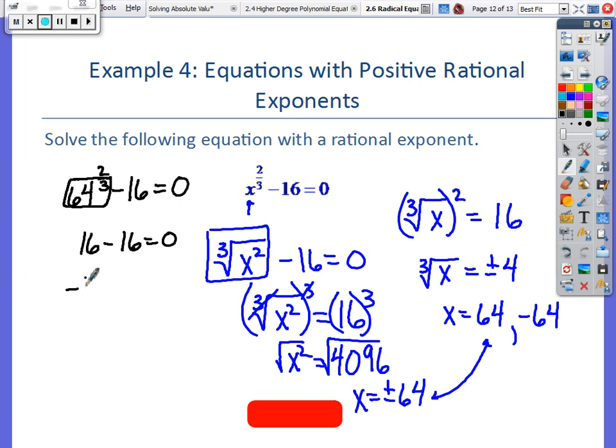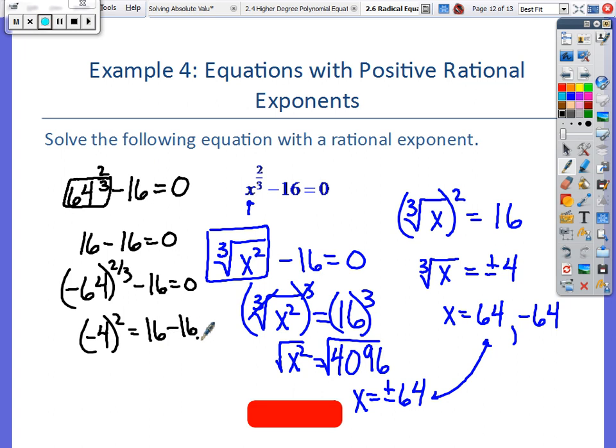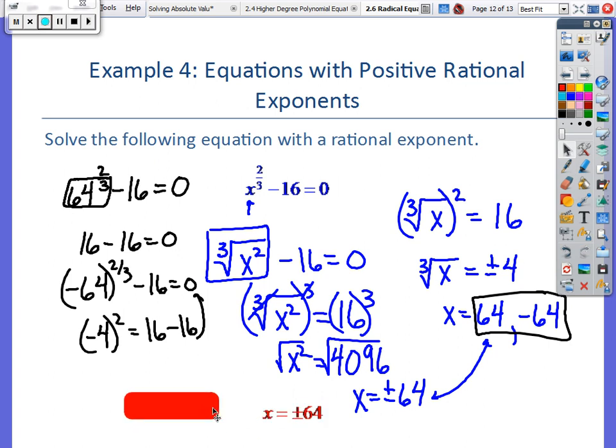If we do negative 64 to the 2/3, okay, minus 16 equals 0. Let's see if this is also true. What's the cube root of negative 64? Negative 4. What is negative 4 squared? Well, negative 4 squared is 16. What's 16 minus 16? It's also 0. So what you'll notice is 64 and negative 64 both work. Those are your two answers.